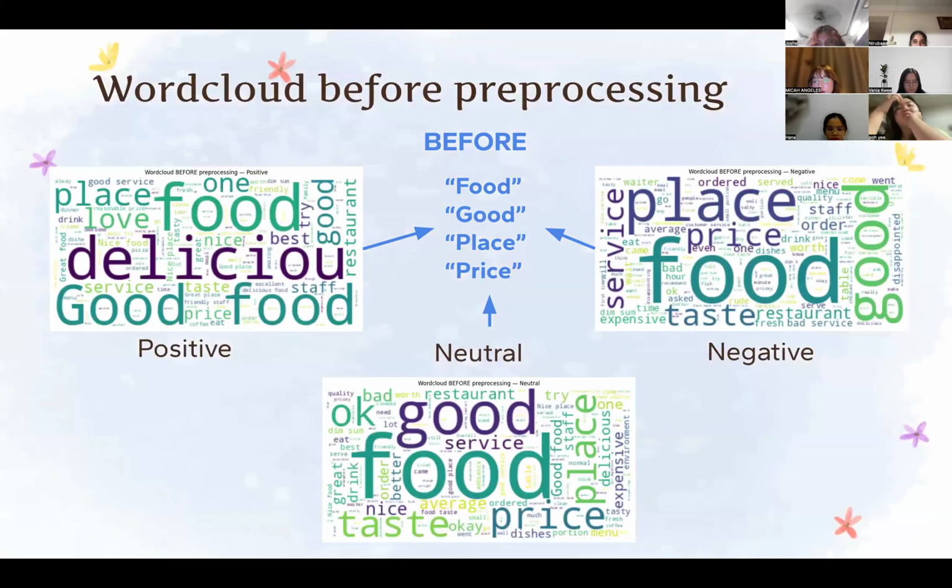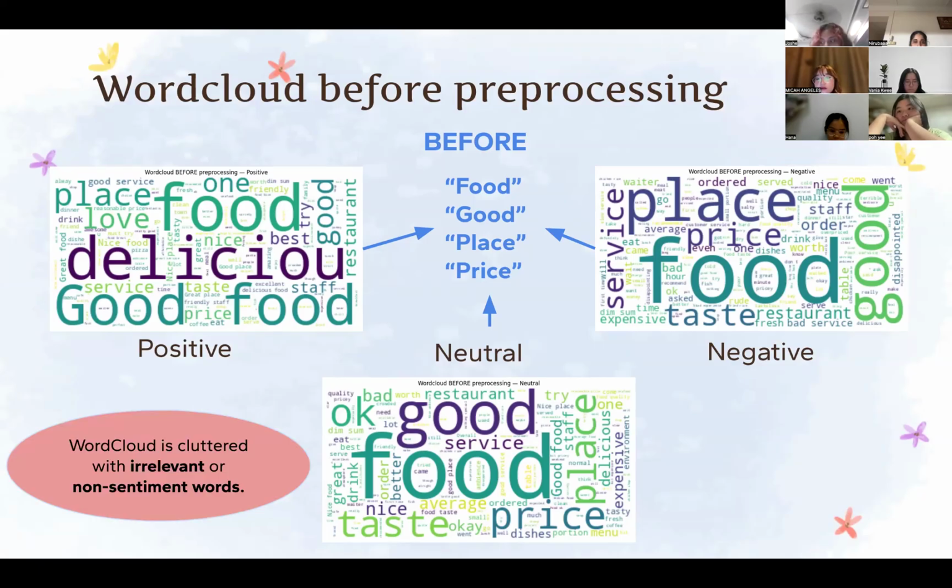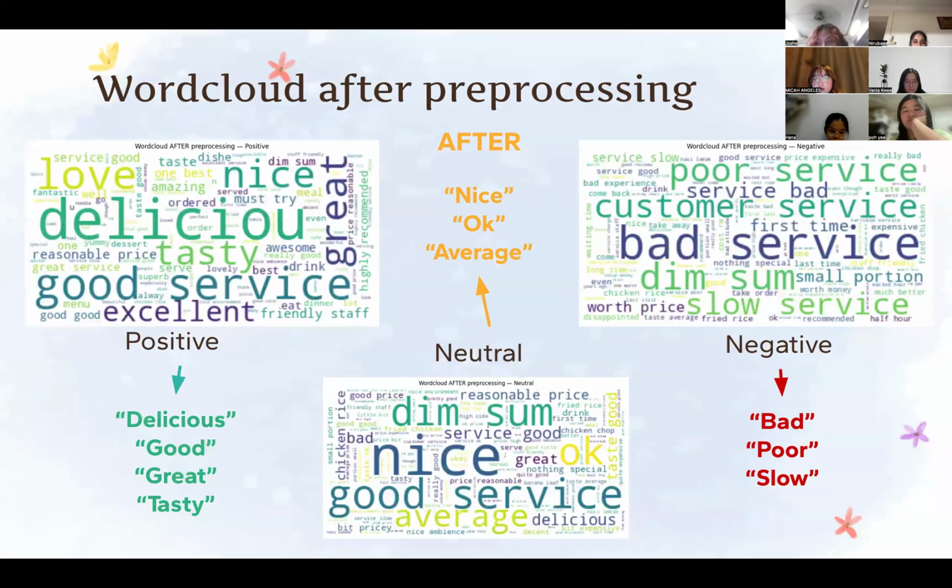Next. Before pre-processing, we derived three word clouds. All three word clouds look very similar. Common domain words like food, good, place, price dominate every class. These words do not show real emotion and do not help the model separate positive, neutral, and negative. So the word cloud is noisy. Next. After pre-processing, where we removed words such as restaurant, place, food, etc., the word cloud now shows more meaningful sentiment words, for example delicious, bad, okay. This shows that pre-processing successfully removed noise and allowed true sentiment patterns to appear clearly.